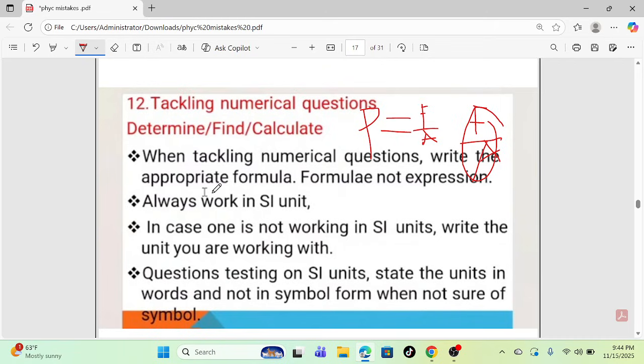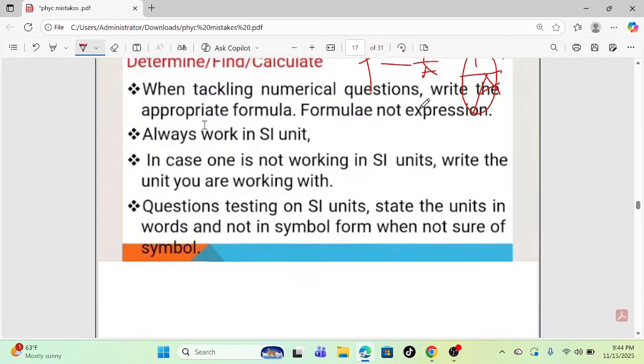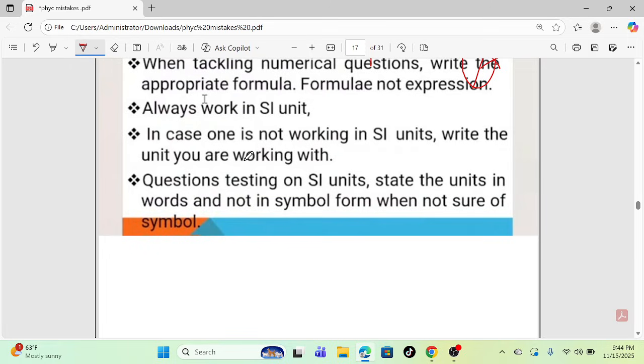Always work in SI unit. Lazima work in SI unit. For example, kama ni pressure, force will be Newton, and area should be meter squared. In case one is not working in SI unit, write the unit you are working with. Simple. Question testing on SI unit, state the SI unit in words and not symbols, please and please.